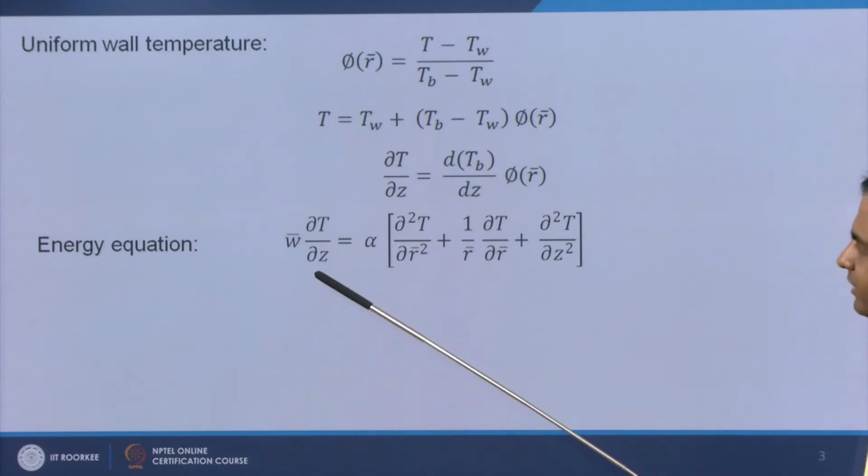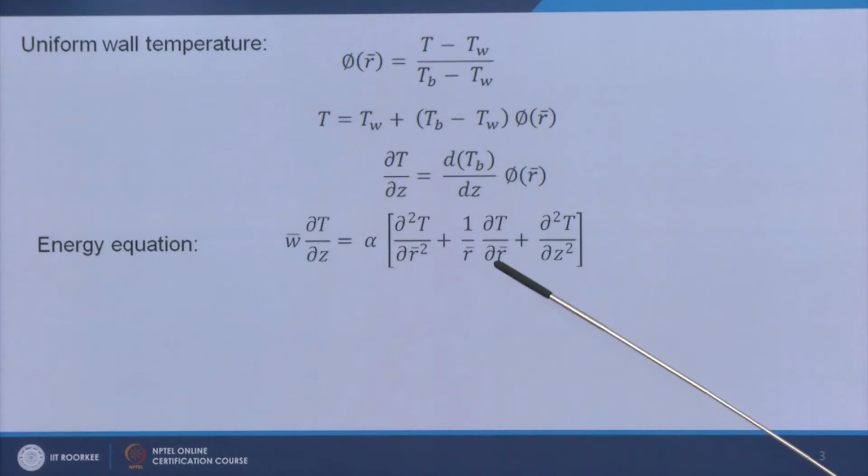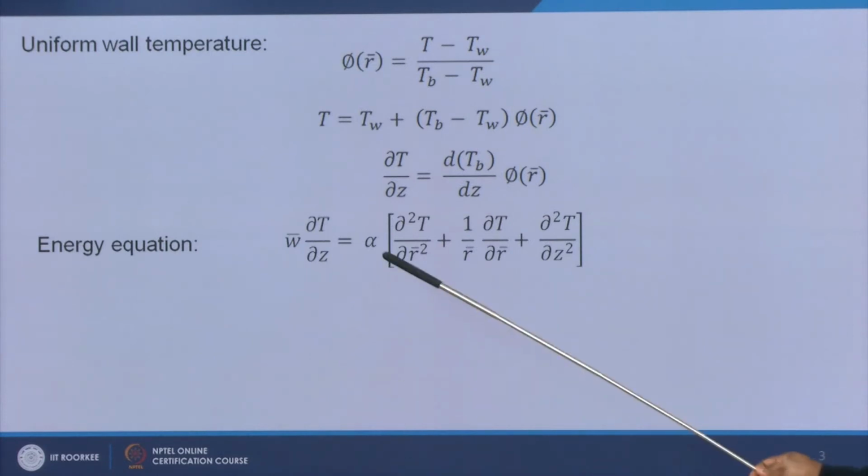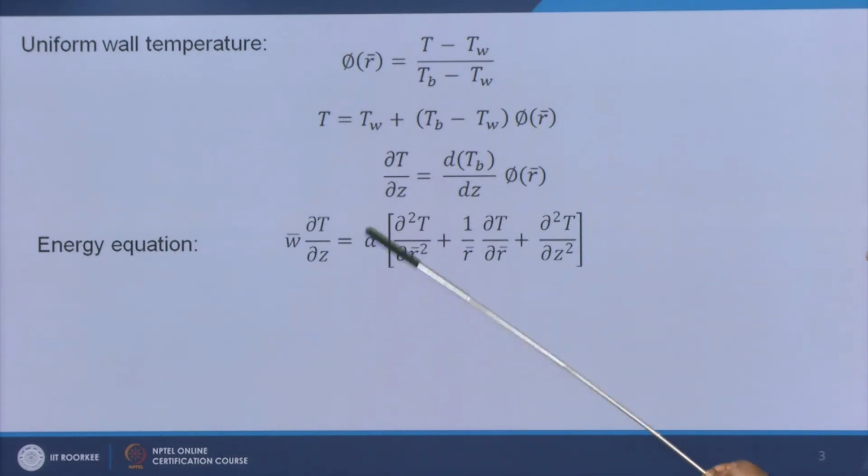In the convection side, and on the conduction side we are having our radial conduction as well as our axial conduction. Here we are neglecting the azimuthal component. And this alpha is nothing but thermal diffusivity, which we have seen earlier.